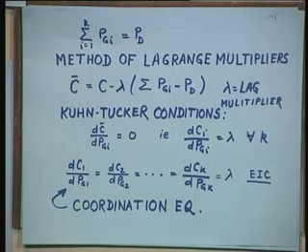Now, what is the method of Lagrange multipliers? This method was proposed by two gentlemen called Kuhn and Tucker.